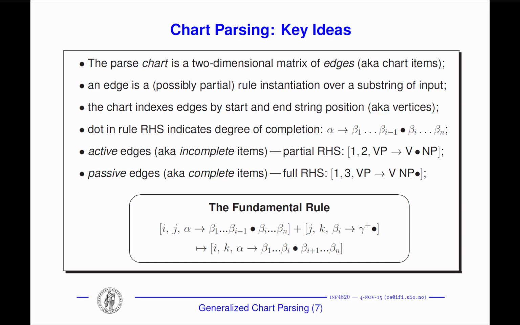What happens in this process is, of course, we push the dot rightwards, and eventually the active edge will become a passive edge. So in principle, in this notation, beta i+1 to beta n can be the empty string. So n can be i. And then the result of this combination would be a passive edge. The fundamental rule creates active or passive edges. That depends on the number of categories remaining after the dot in the active edge. And it makes sure that the things add up nicely in terms of the substrings that they cover and that they are compatible with each other.